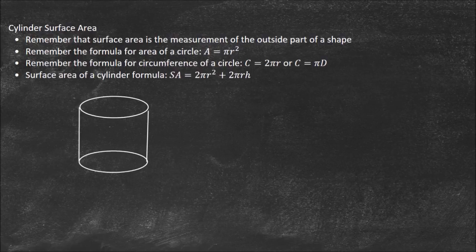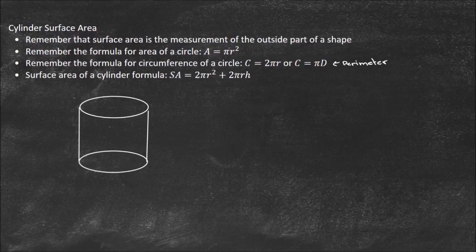So just to flash back, remember that surface area is the measurement on the outside part of a shape, and remember the formula for the area of a circle is A equals pi r squared. Then also remember the formula for circumference, which is 2 pi r or pi d. Circumference is basically perimeter around a circle, and obviously area is the area inside a circle. So a lot of people get confused with what circumference is.